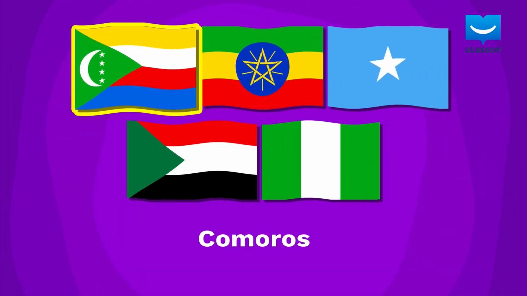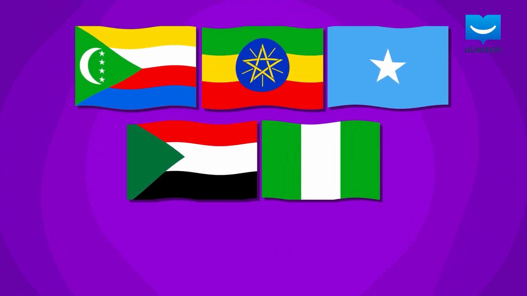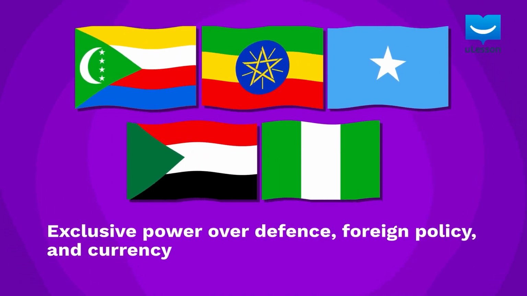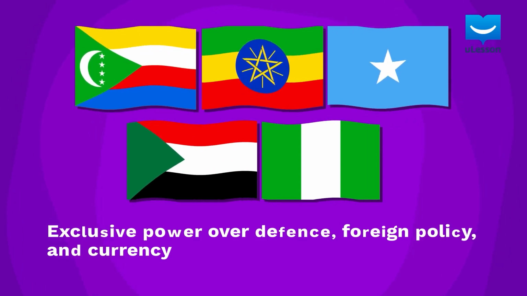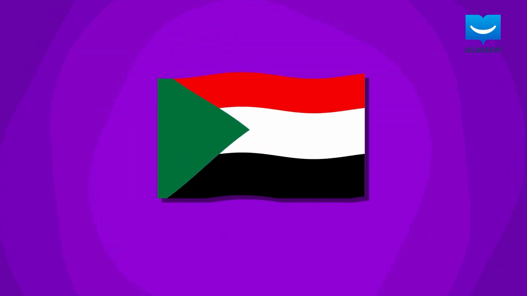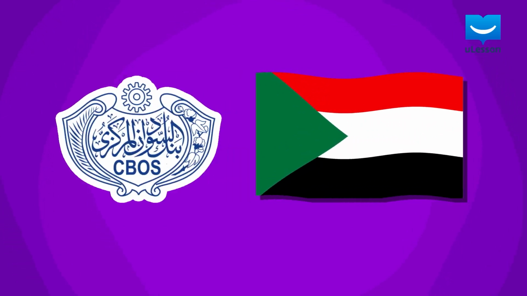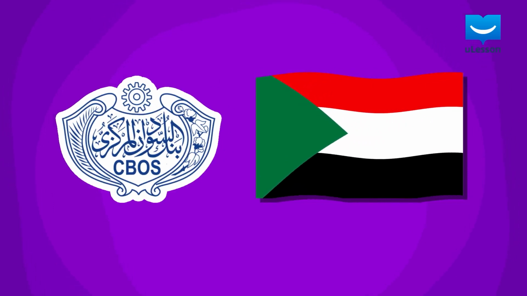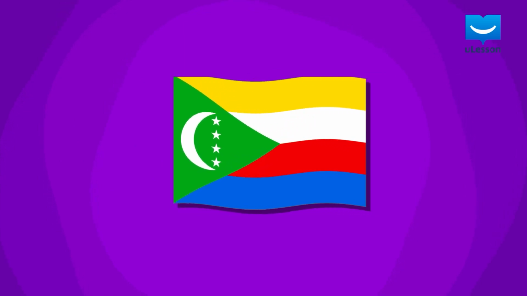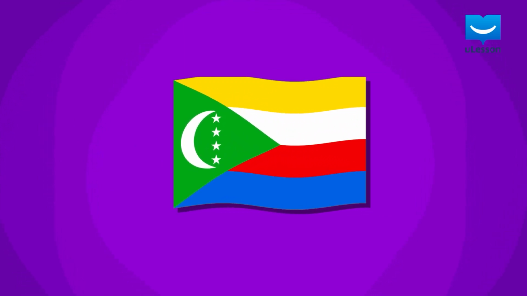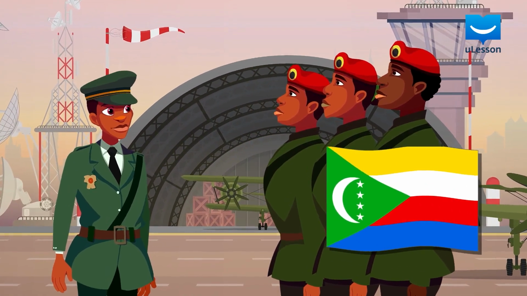Secondly, Comoros, Ethiopia, Nigeria, Somalia, and Sudan are federal states because the central government possesses exclusive power over matters like defense, foreign policy, and currency. In Sudan, for example, federating units cannot decide the currency they get to use. It is the Central Bank of Sudan, controlled by the federal government of Sudan, that can make monetary policies and decisions for the government. In Comoros, for example, the federating units cannot defend themselves from external aggression. The federal government, through the army, defends the country from external aggression.